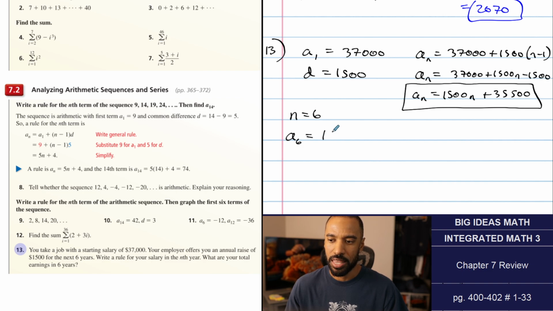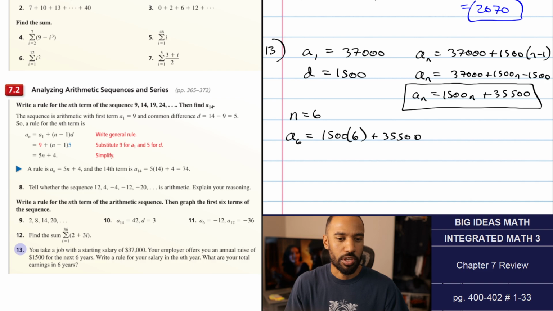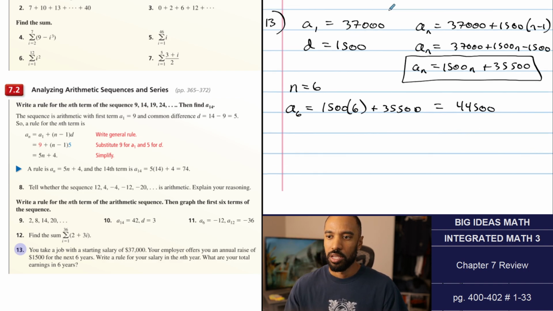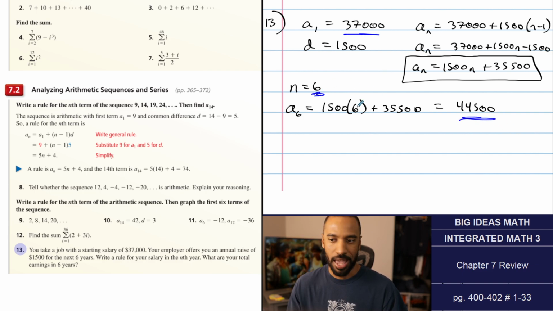So let's use that rule, 1,500n plus that. And we'll just use the formula for that. Again, it might be faster to do something else, but for the sake of practice and for times when it will be faster to use this, let's go ahead and do that. So I calculated this and got 44,500. So here's your A sub 1, here's your n, here's your A sub n, your A sub 6.